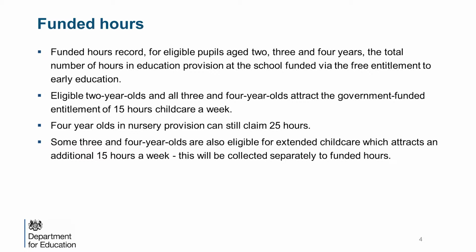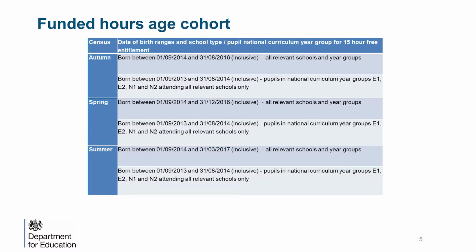Funded hours may only include the hours a pupil is in education provision, in accordance with the Department for Education's statutory guidance for local authorities on early education and childcare, and excludes any hours where the pupil is not receiving education or any additional hours which are funded by other means, for example, the parent. This slide shows the dates of birth of children for whom funded hours are required. If a child falls into the cohorts listed but is not in receipt of any funding via the free entitlement, then a value of 0 should be recorded for funded hours.